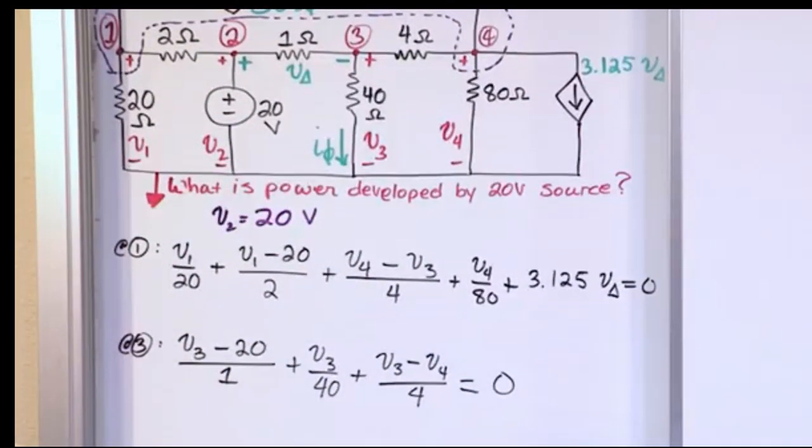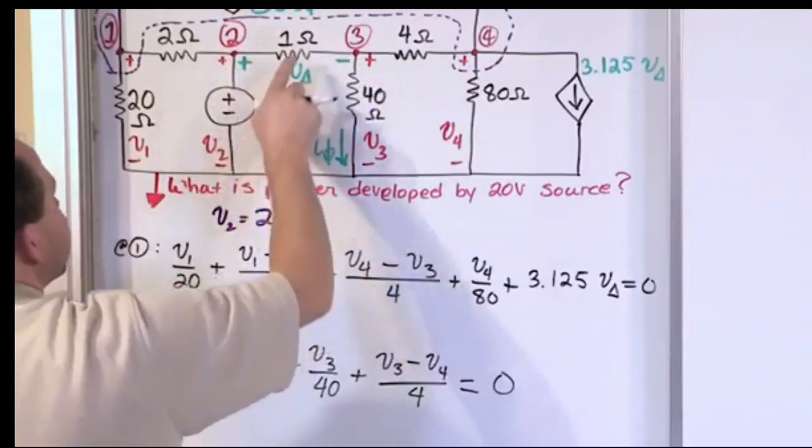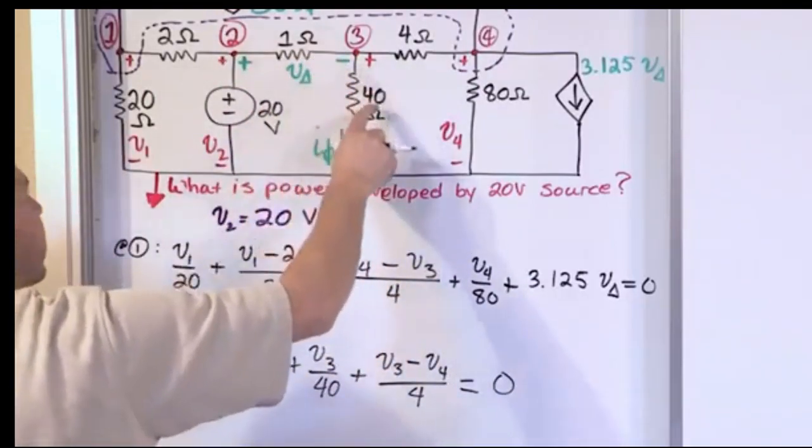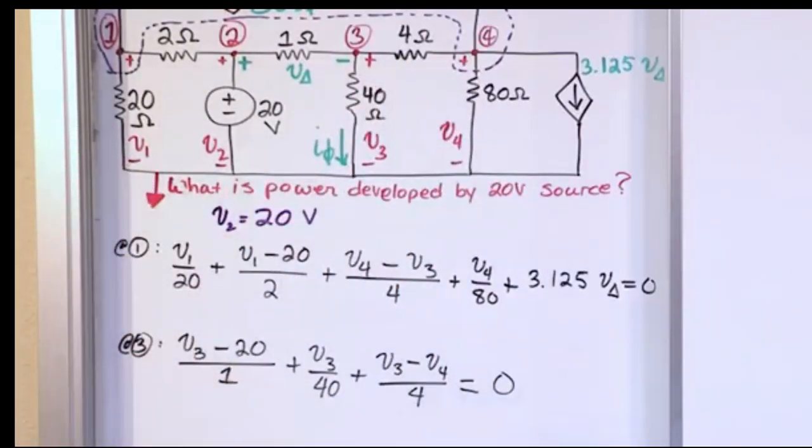So make sure you understand this equation as well. Working with this node, this minus this over 1, got that. This over 40, got that. This minus this over 4. Now these are the only node voltage equations you can write in this problem, right? And notice that it makes sense.